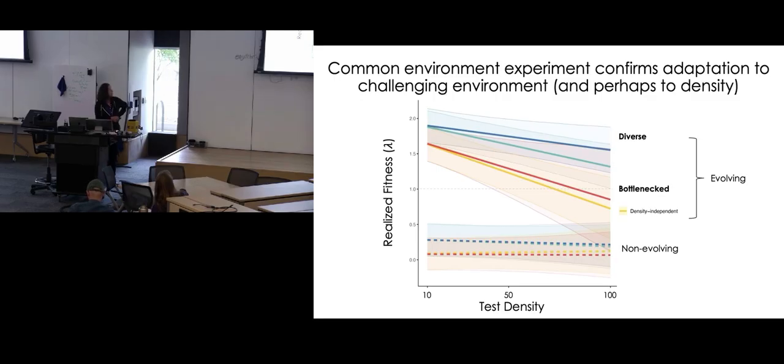And there's this hint of potential adaptation to higher density, with the negative density dependent populations having slightly higher realized fitness, but there's a ton of uncertainty in those estimates. So the other thing I want to just point out here is that just because we can't see that adaptation in the population dynamics curves, it's happening. They're just not able to kind of take advantage of it.